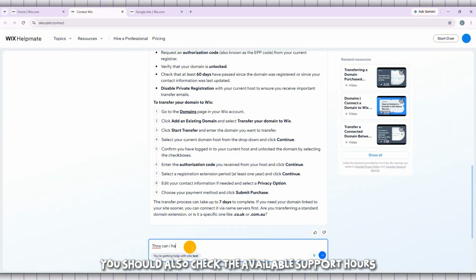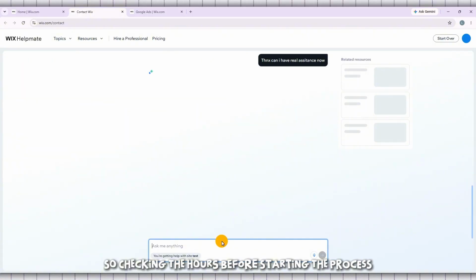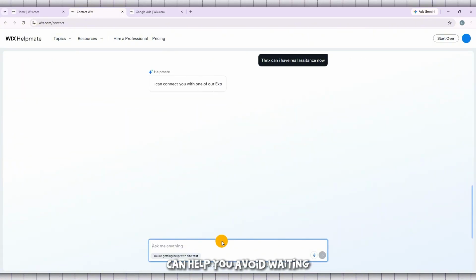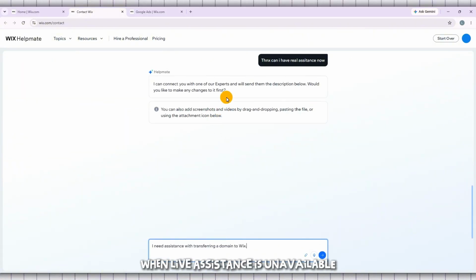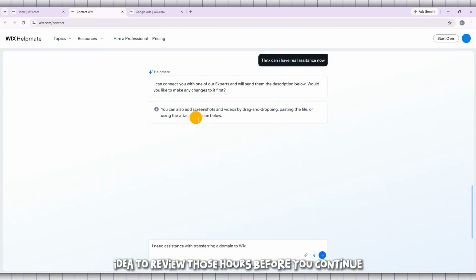You should also check the available support hours shown in the Wix support area, because live assistance may only be available during certain times. Support availability can vary, so checking the hours before starting the process can help you avoid waiting when live assistance is unavailable. If calling or speaking with support is time-sensitive, it's a good idea to review those hours before you continue so you know when help is available.